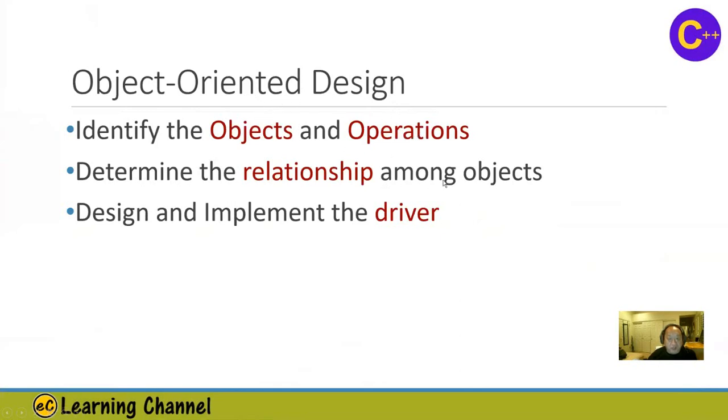And then determine the relationship among the objects: inheritance, polymorphism, and also has-a relationship. Three different types of relationship. For polymorphism, you need to determine whether I should have an object class or not, whether I should have an interface or not, whether I should have a certain function implemented at a certain level or not. And then at the end, design the driver.